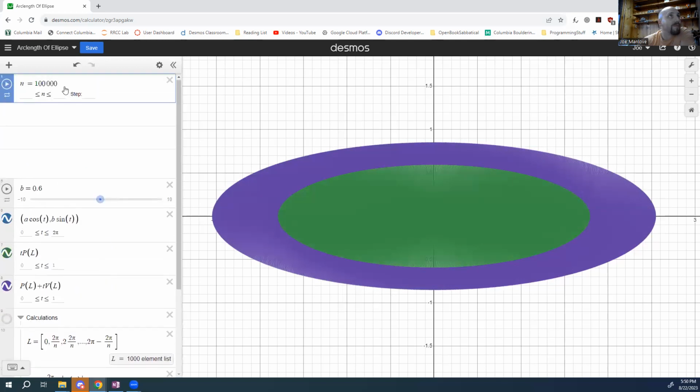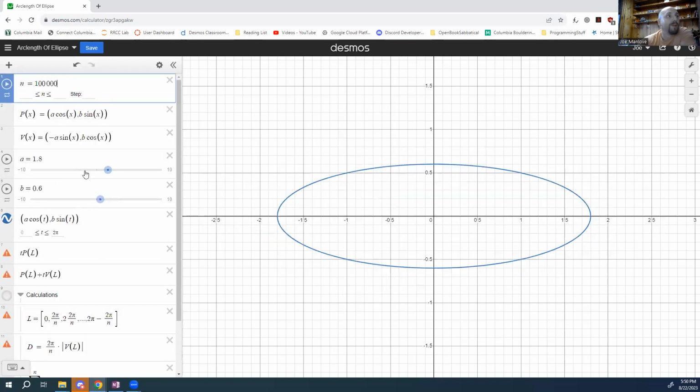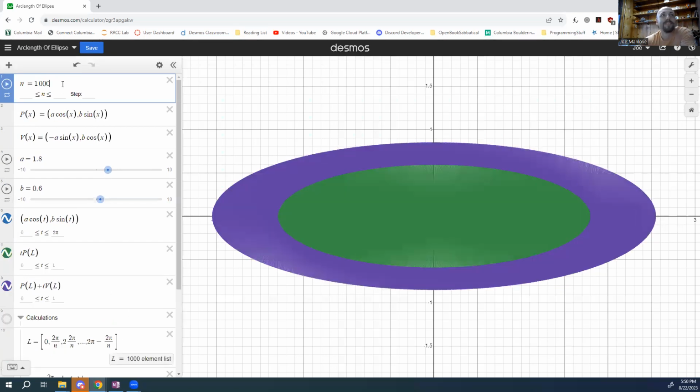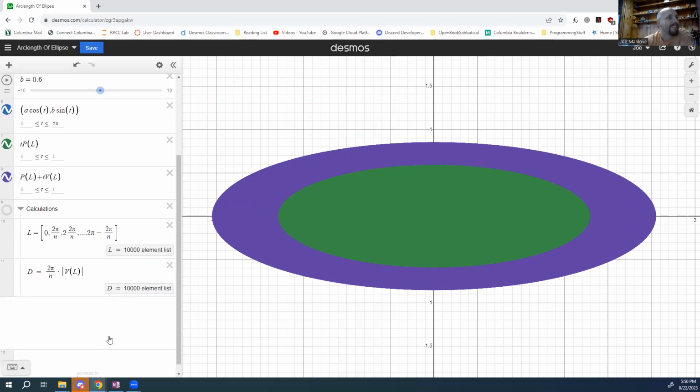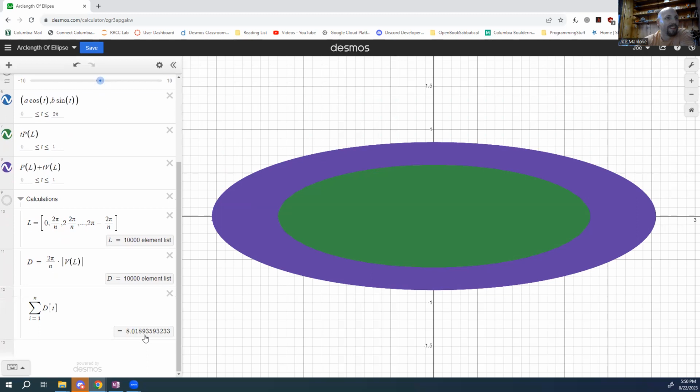Let's crank this puppy up a little bit. Oops. Uh-oh, I broke Desmos. Okay, so apparently you can't cut it into 100,000 pieces. Let's go back to 1,000. Okay, 1,000 seems to work. Let's try 10,000. I'm just waiting for it to update. Oh, 10,000 works. Oh, but I lost this. Oh, there's my calculation at the end. Okay, cool. I think that's pretty darn close to the arc length of that ellipse.